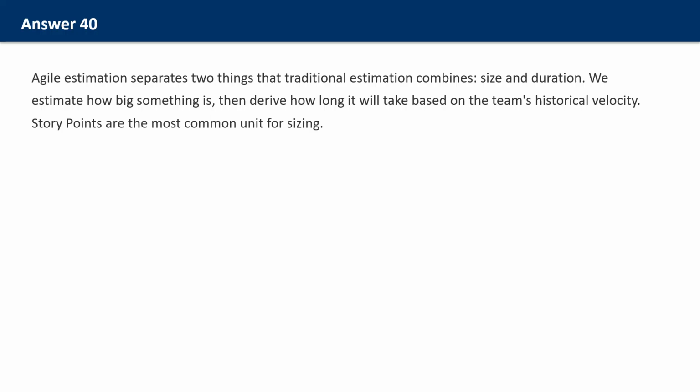Team members discuss what's involved without stating estimates yet. Then each team member privately selects a card representing their estimate. Cards are revealed simultaneously. The simultaneous reveal is crucial. It prevents anchoring, where the first number spoken influences everyone else.